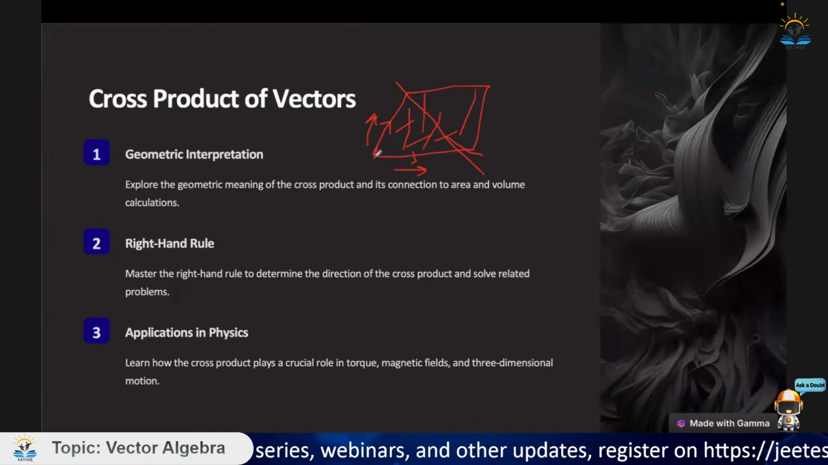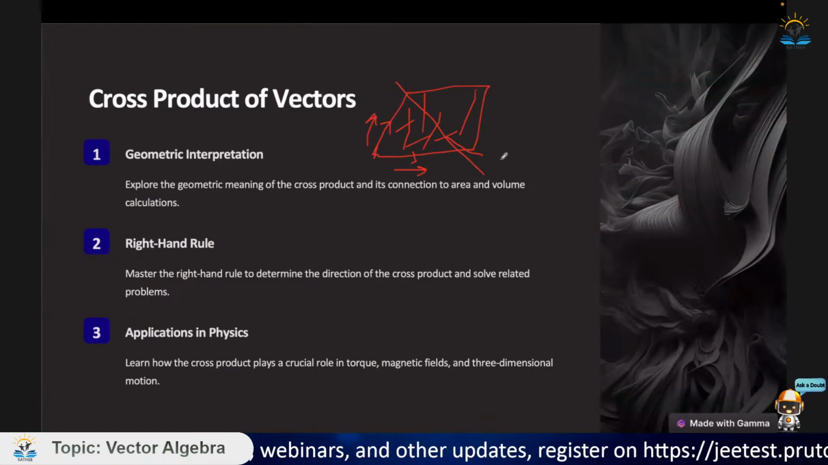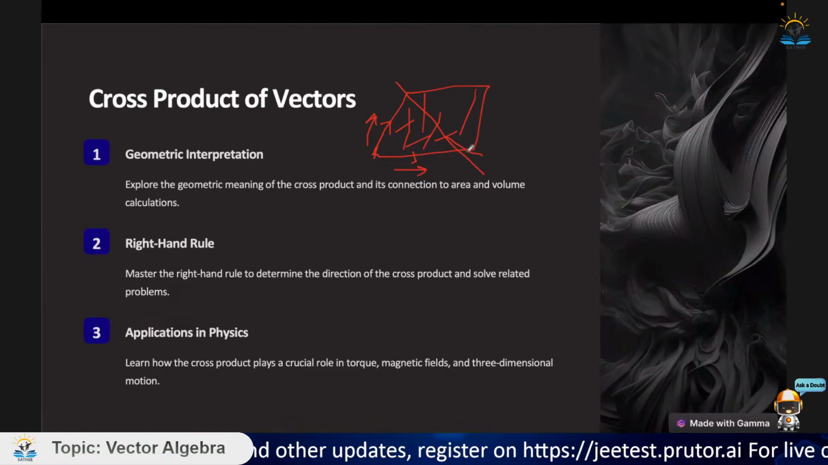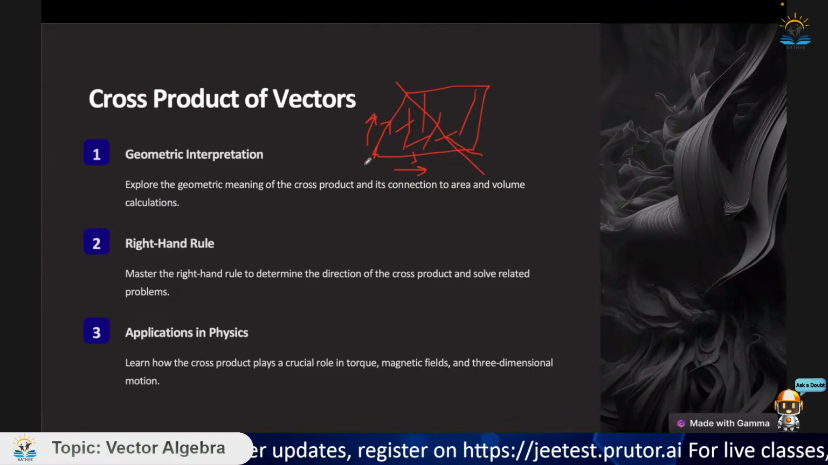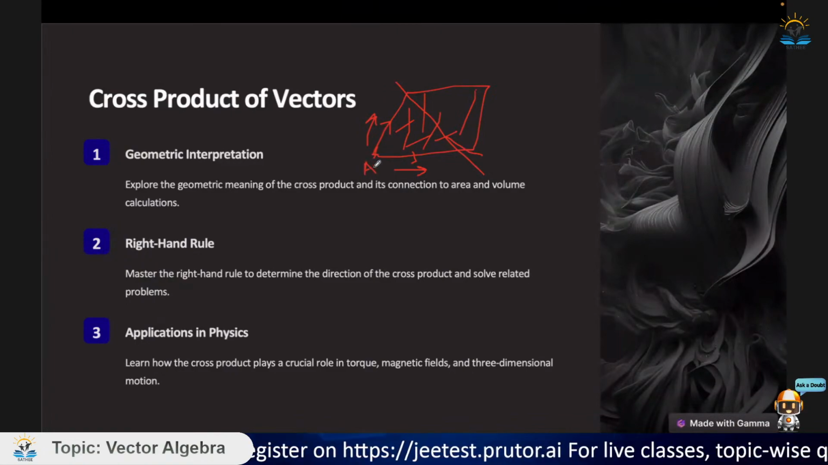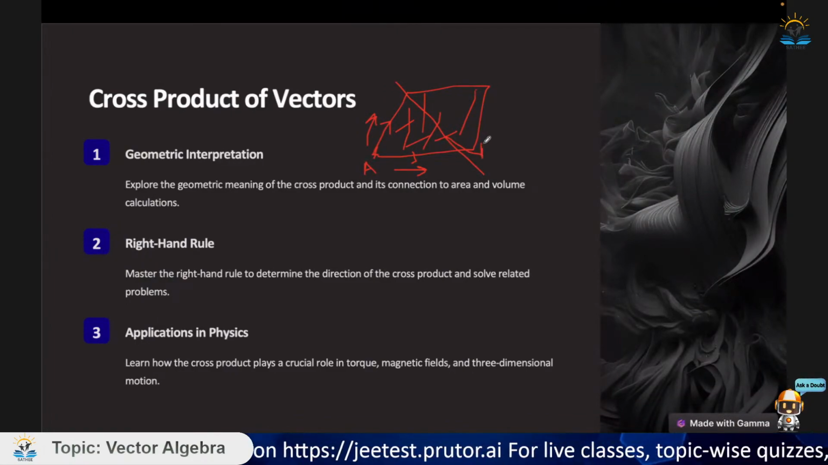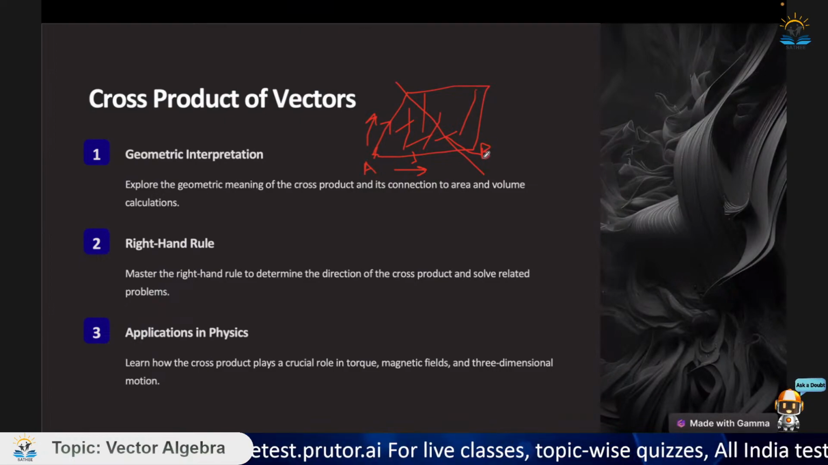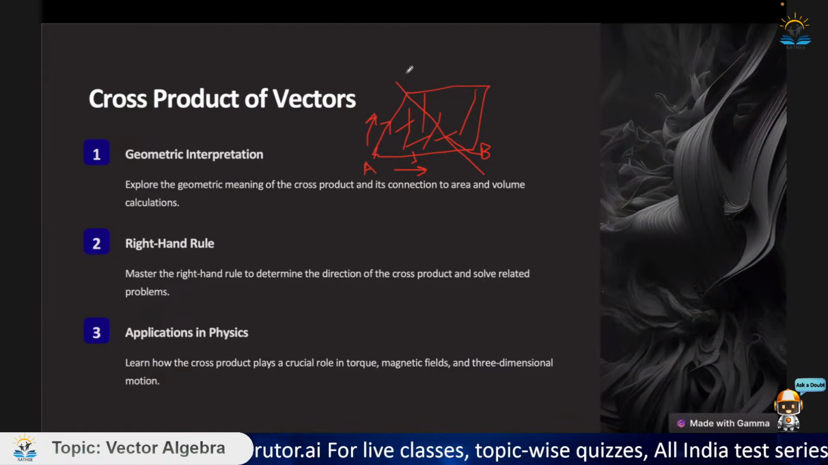If the position vectors of this point, this point and this point are given, first we'll find this vector. Let's say this position vector is A, okay, and this is B, okay, this is B, and this is C.